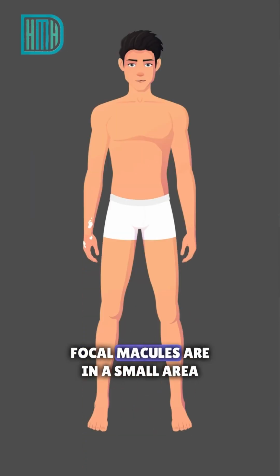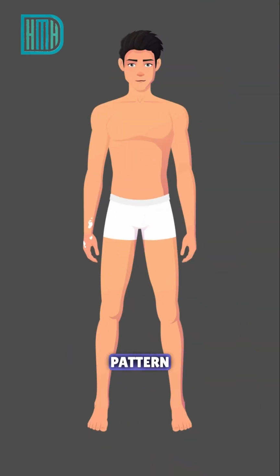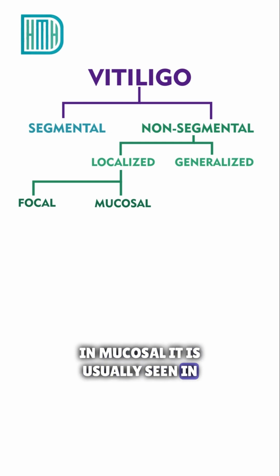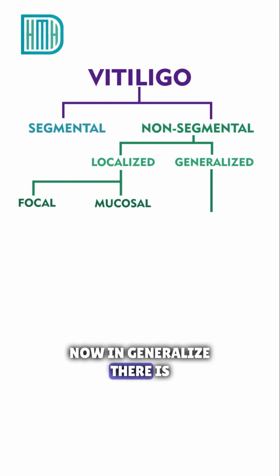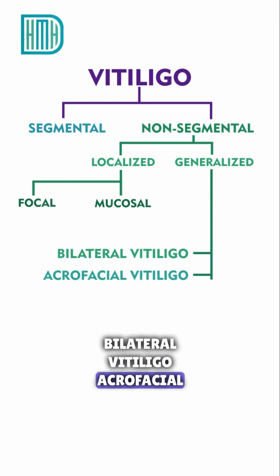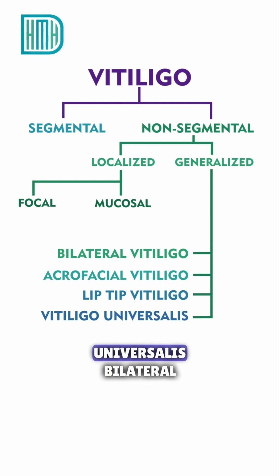In focal, macules are in a small area and do not spread in a certain pattern. In mucosal, it is usually seen in the mucous membrane of the mouth and genitals. Now, in generalized, there is bilateral vitiligo, acrofacial vitiligo, lip tip vitiligo, and vitiligo universalis.